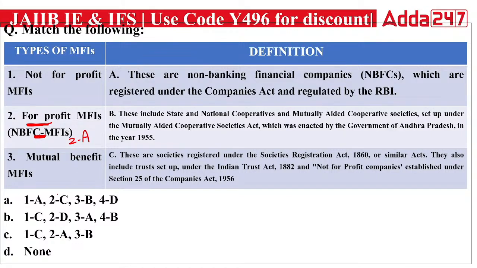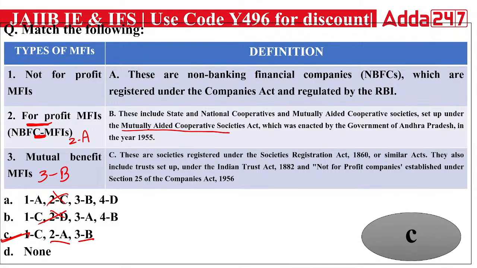And you can easily eliminate options A and B because the second definition is saying the state and national cooperative and mutually aided cooperative societies set up under the Mutually Aided Cooperative Societies Act, which was enacted by the government of Andhra Pradesh in the year 1955. So you can see it is about mutually aided cooperative societies. So the third is B, and if the third is B, the first will be C. The right answer will be option C.